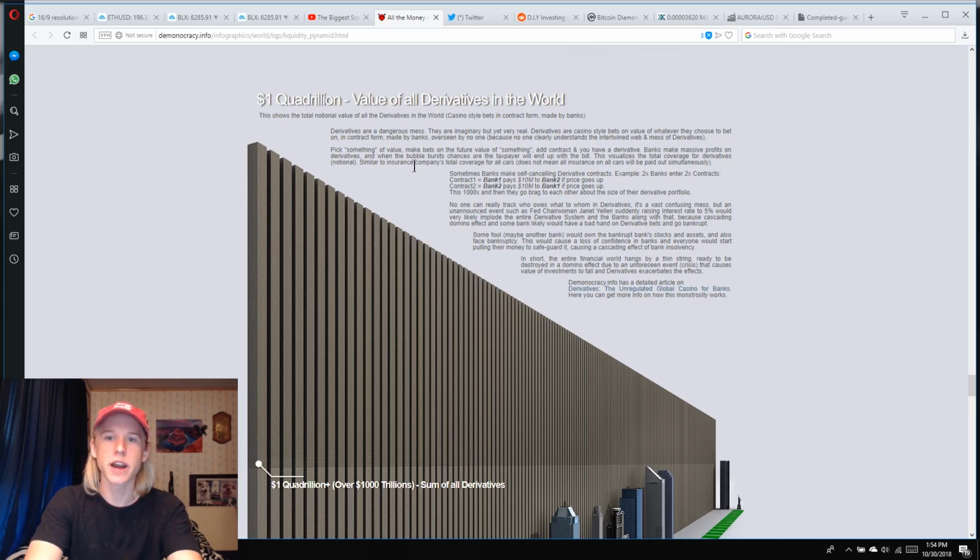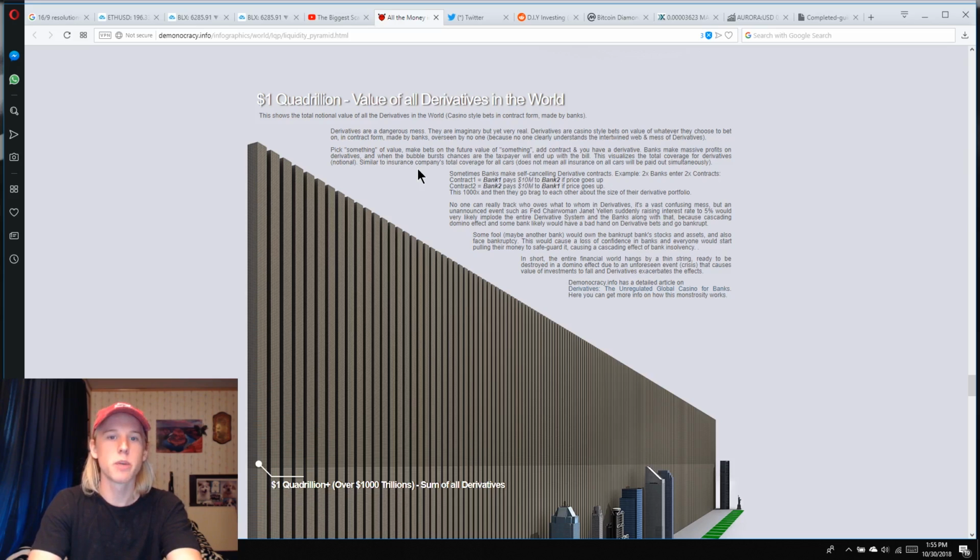Derivatives are casino-style bets on the value of whatever they choose to bet on, in contract form, made by banks, overseen by no one, because no one clearly understands the intertwined web of mess of derivatives. Pick something of value, make bets on the future value of something, add a contract, and you have a derivative. Banks make massive profits off derivatives, and when the bubble bursts, chances are the taxpayer will end up with the bill.